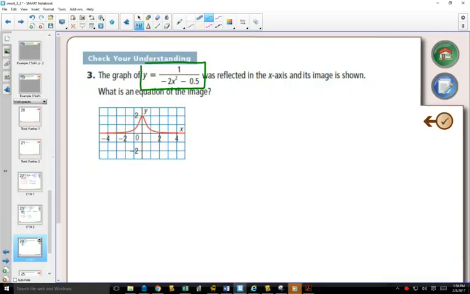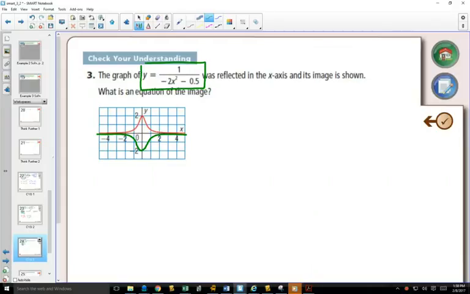So if we wanted to know what did that original graph look like that's in the green box, we would have to undo the reflection in the x-axis. And so we could say, well, our original green graph looked like that. And it was reflected in the x-axis, and that is what we see as the red graph. Now, we want to find out what is the equation of the red graph.